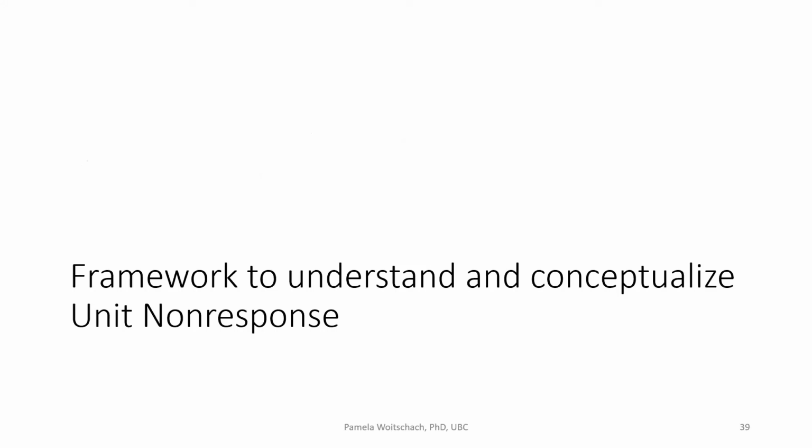So up until now, we learned that there are two main approaches to adjust for unit non-response. We have imputation and we have weighting. Usually imputation is more used for item non-response and weighting is more used for unit non-response. We also know that we need ancillary data to make the adjustment.